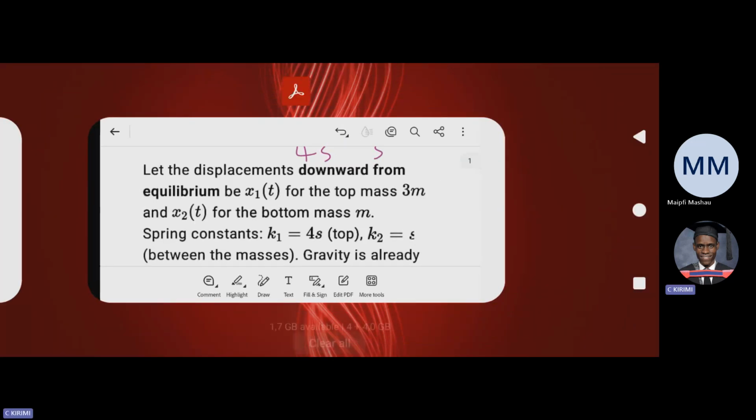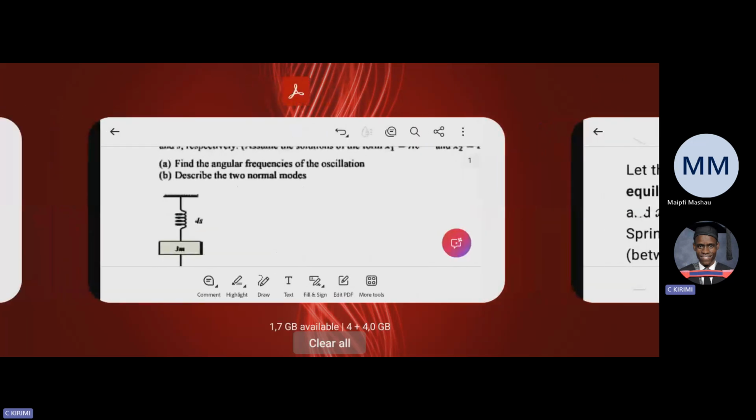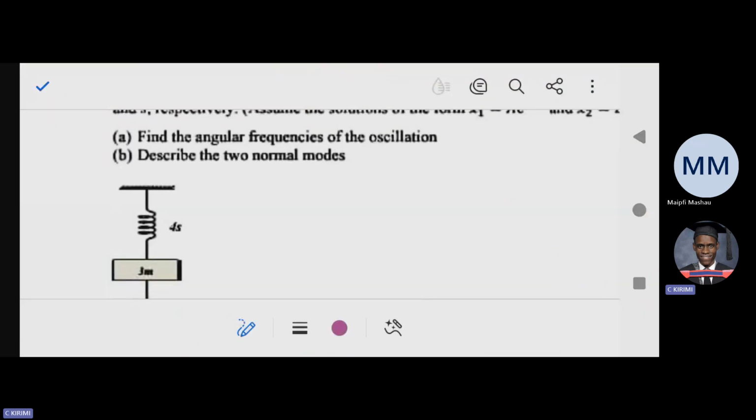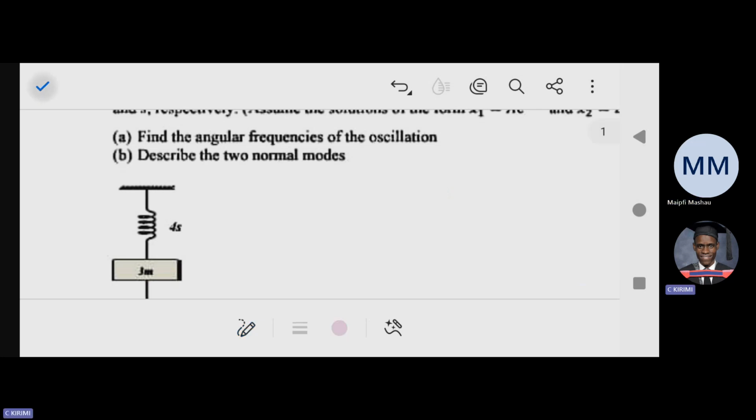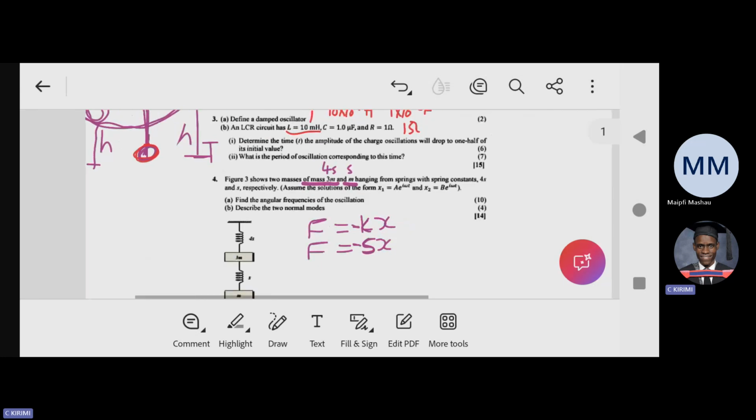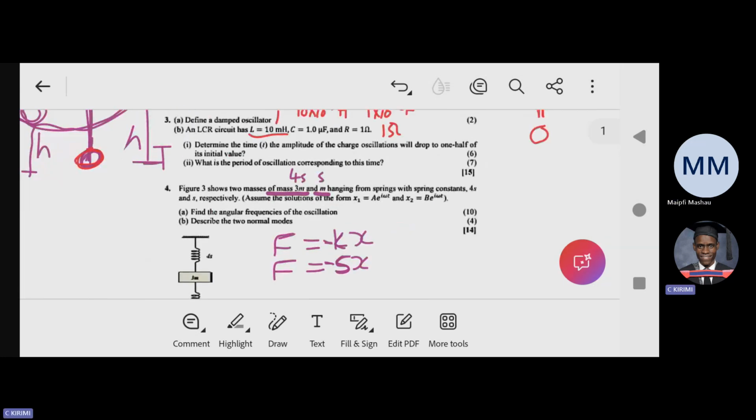Remember x is the displacement. When you are calculating the force in a spring, force is equal to minus Kx, where K represents the spring constant. If S is the spring constant, you write the force as minus Sx, because the spring constant is S. So that is our starting force.